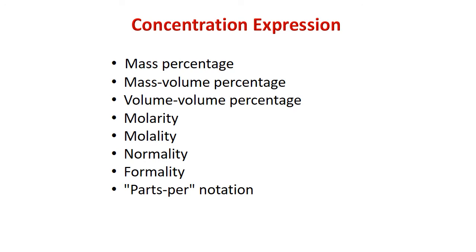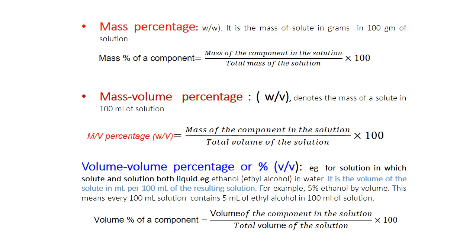Concentration expressions. How can we express the concentrations? Mass percentage, mass by volume percentage, volume by volume percentage, molarity, molality, normality, formality, and parts per million, ppm. Mass percentage, first, weight by weight. It means the mass of the solute in grams in 100 grams of the solution. The formula is given. You have to remember this formula and can calculate the value.